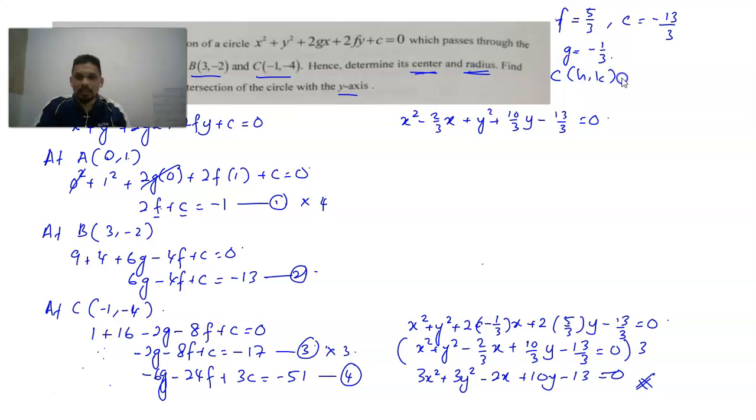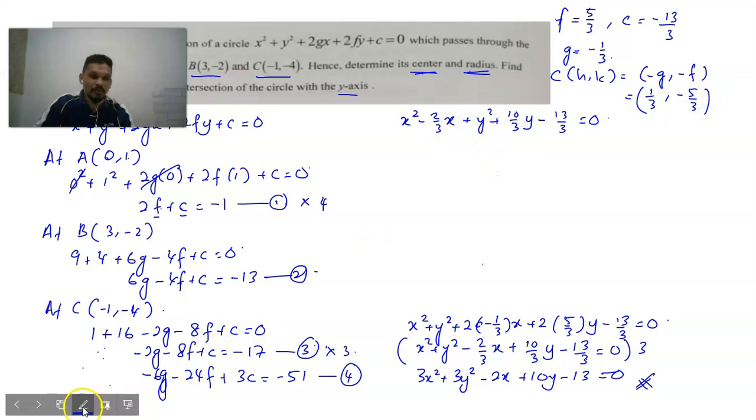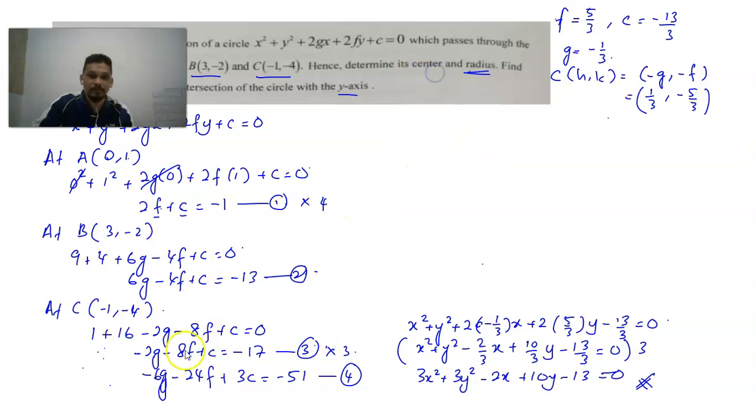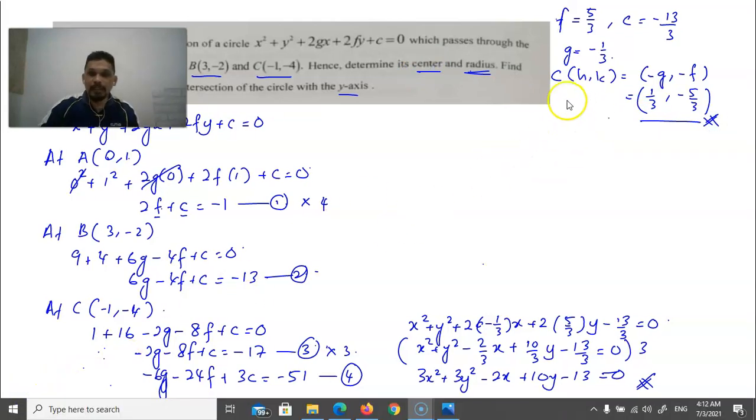The center (H, K) is negative G and negative F. So the center here: G is negative 1 over 3, so negative G is 1 over 3, and F is negative 5 over 3. We don't need to use completing the square for this part. So the center of this circle is 1 over 3 and negative 5 over 3. Class, for the center, we're complete now.